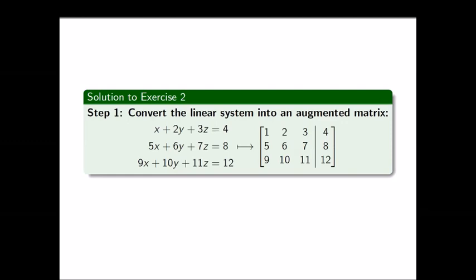The first step would be to convert the linear system into an augmented matrix, and that's something we saw a couple moments ago. So we just take the coefficients and the constant terms and put them in this matrix structure, and we put a vertical line to separate out the coefficients and the constant terms.